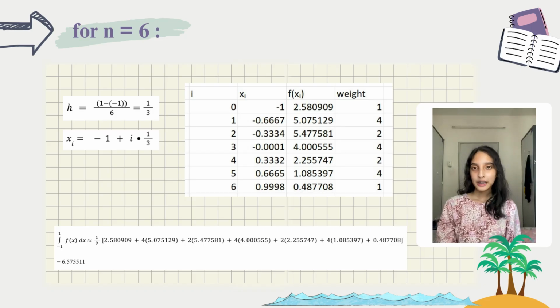For n equals 6, we calculate the h value using the h formula, which is h equals (b minus a) over n. Then we plug in the values into the formula, and we get h equals (1 minus -1) over 6 equals 1 over 3.